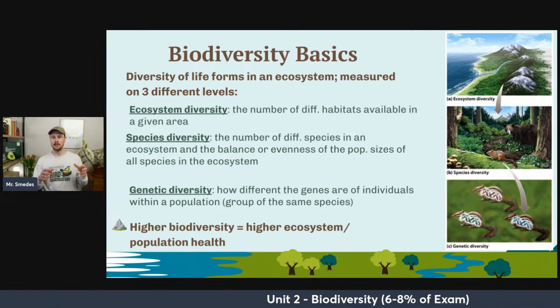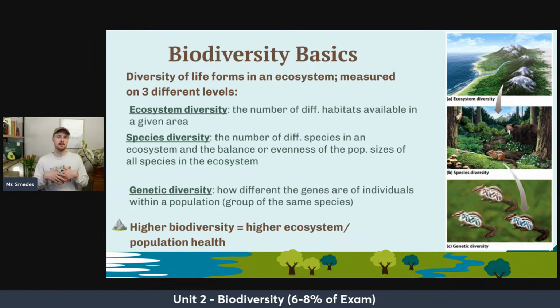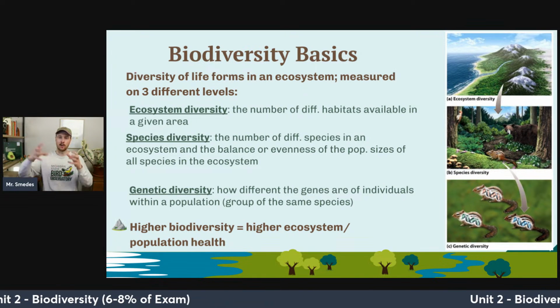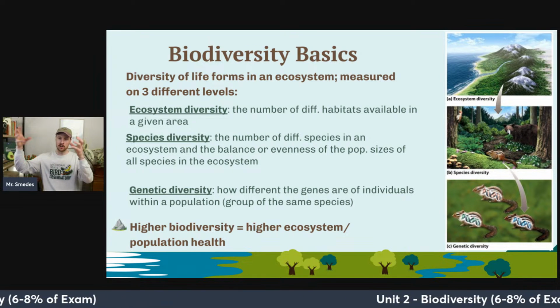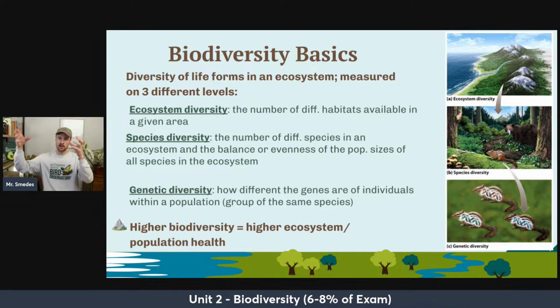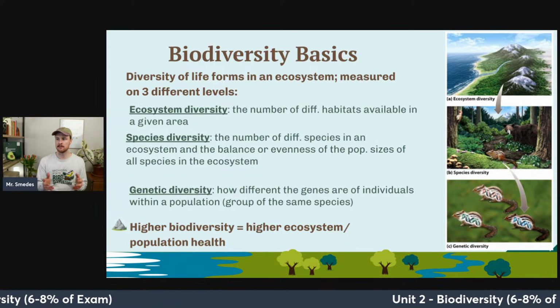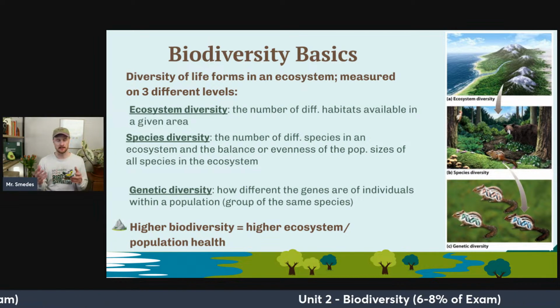And so high ecosystem diversity is nice because it supports a bunch of species. Think about a large island versus a small island. A large island likely has greater ecosystem diversity. A small island likely has lower ecosystem diversity. Species diversity is also really important. With species diversity, we're talking about the number of different species in an area.